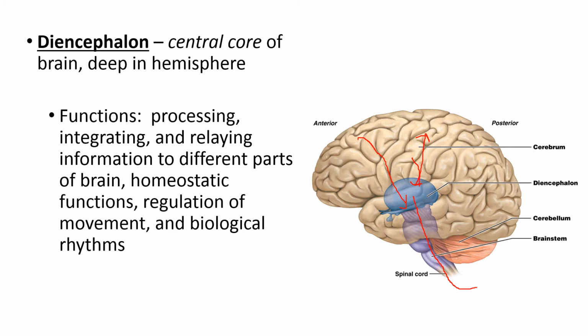We also have a portion of the diencephalon located right around here that's involved in a lot of your homeostatic functions. This is where the hypothalamus is located. And as you'll see later in these lectures, there are a lot of regulatory functions that happen right here in this part of the brain. The diencephalon also helps to regulate your movement, and it's the center that controls some of your biological rhythms, like your circadian rhythm.